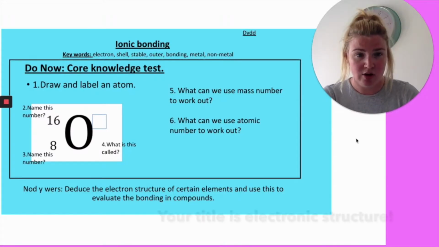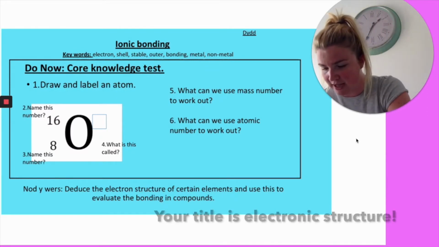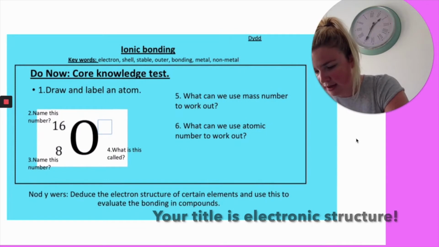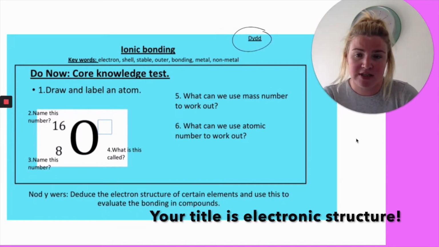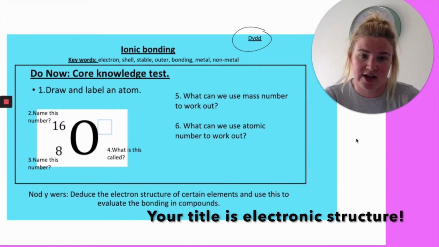Okay, so on your sheet of paper, however you're doing it, I want you to write the date, and I've left a little gap for you to write whatever your date might be. The title, which is ionic bonding, and the keywords, okay? Because they're words that we're going to be using. It's really important to practice your scientific literacy.